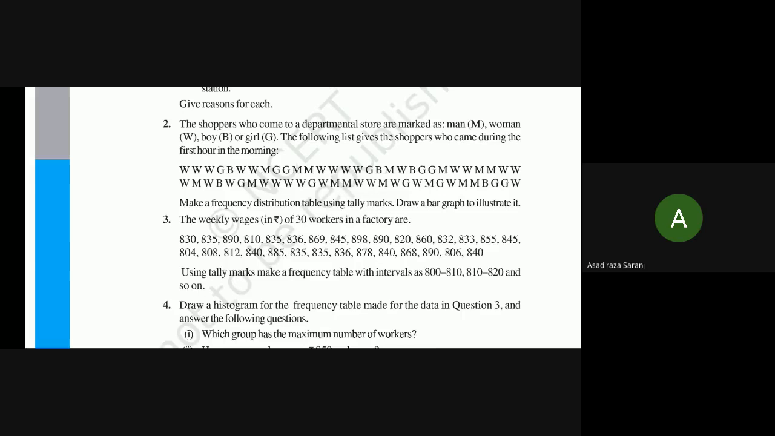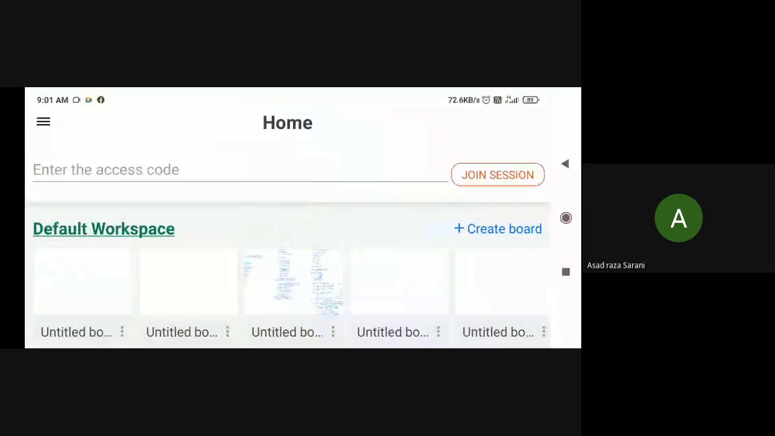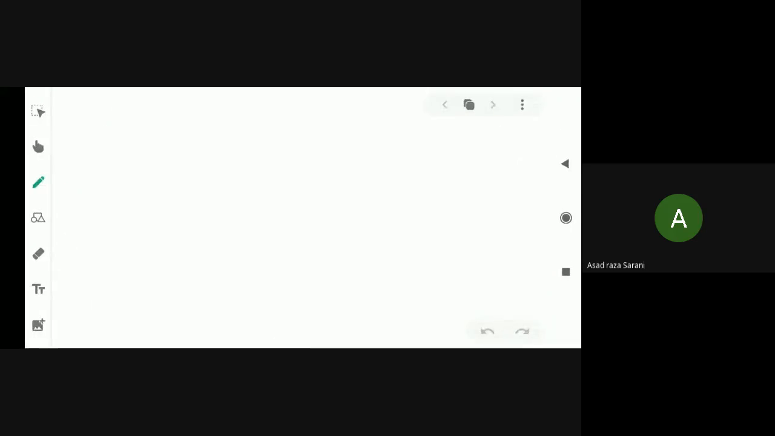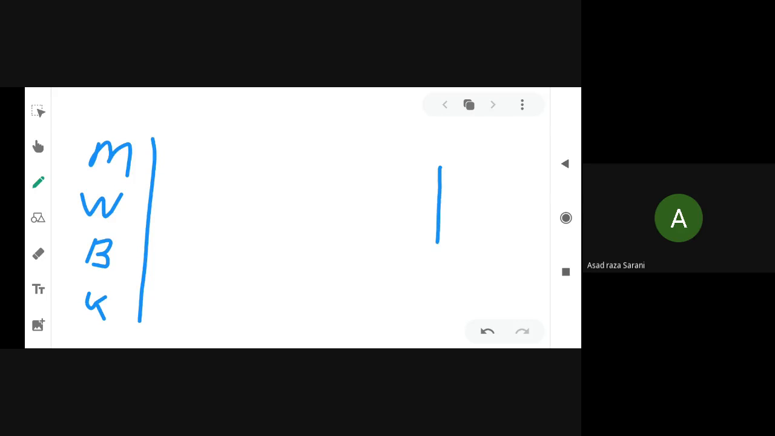Okay, now this question we are solving in our live lecture. Please see here. First of all, we are making a frequency distribution table. So there are four different categories here. The first category is men, then the second category is woman, then the third category is boy, and the fourth category is girl. Right? Now we are making tally marks, and then after we count this frequency.